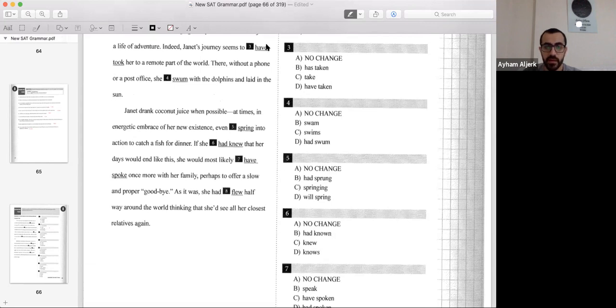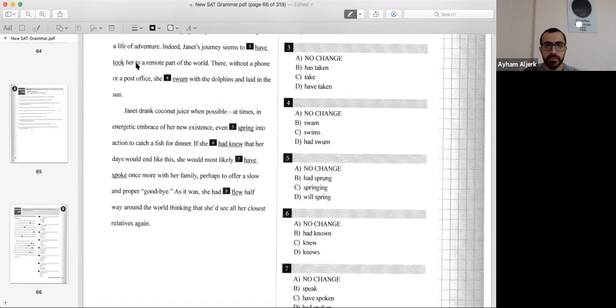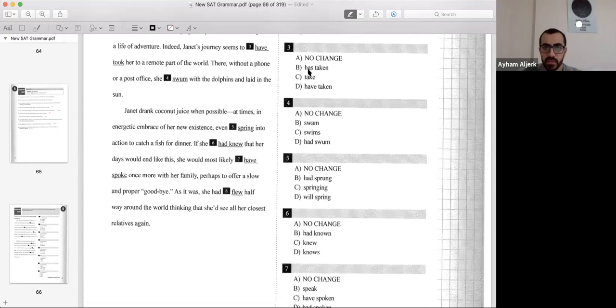So again, when we have, we cannot have took. So we need to have taken. So here we have seems to have taken. Why not, for example, has taken? Because we have to. So after to, we need to have infinitive form, and the infinitive form is have, not has.